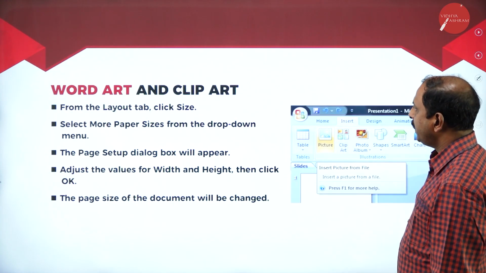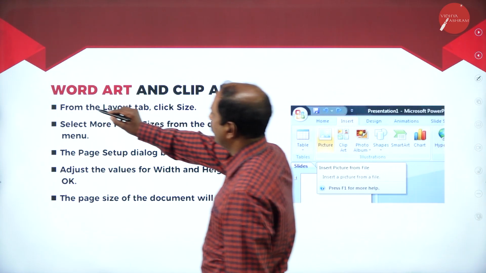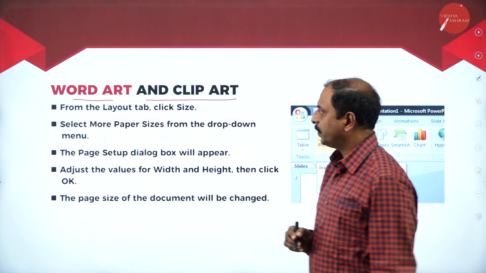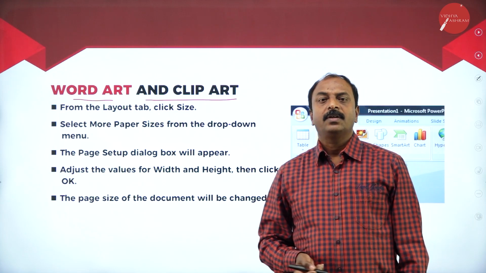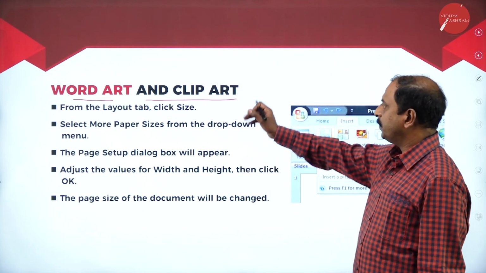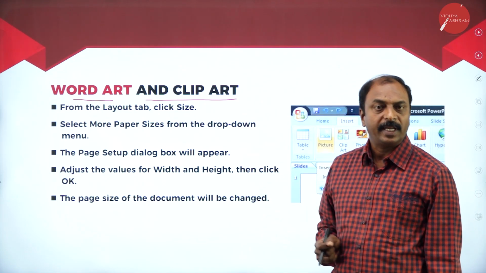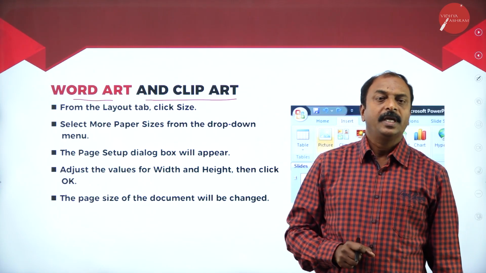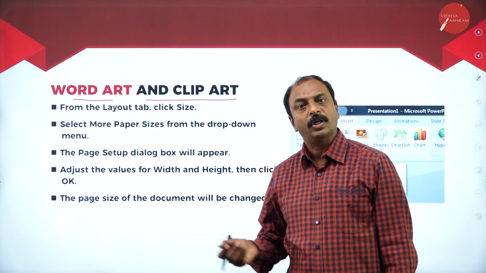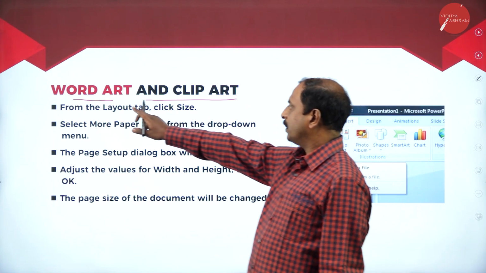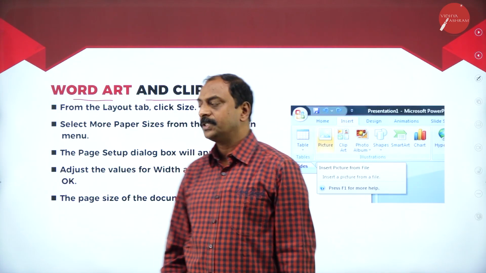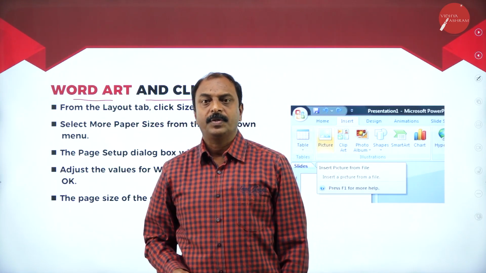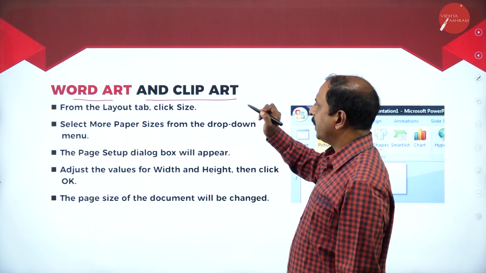Now in the next slide, word art and clip art. It is another option available in MS Word. With the help of this, we can insert different images from the existing library of MS Word, or it's also possible to insert a picture from other locations. And with word art, it is possible for us to insert different types of art or different shapes.